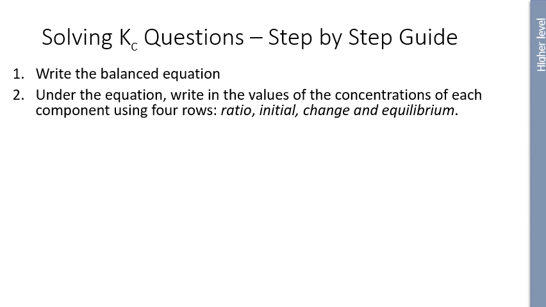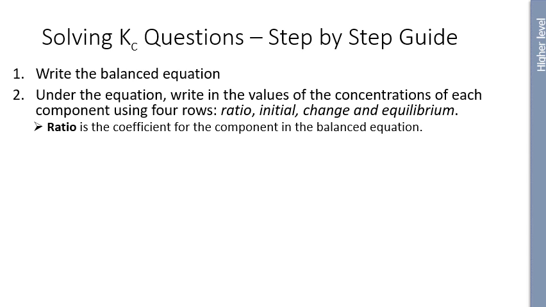And then under the equation, you have to create a table. You write in the values of the concentrations of each component using 4 rows: ratio, initial, change, and equilibrium. So the rows are going across, which are going to be your ratio, initial, change, and equilibrium, and your columns coming down are going to be your components, your reactants and your products. The ratio is the coefficient for the component in the balanced equation.